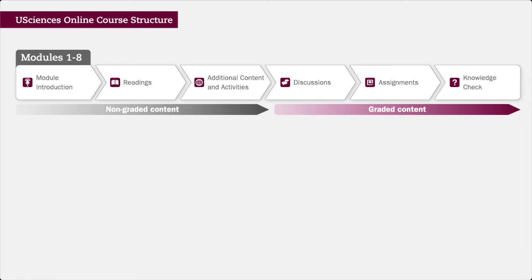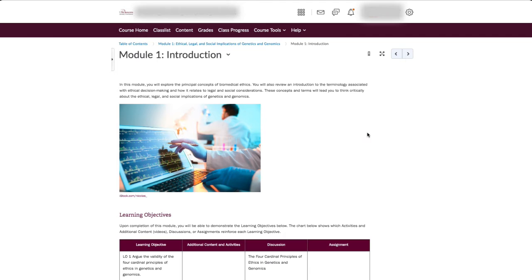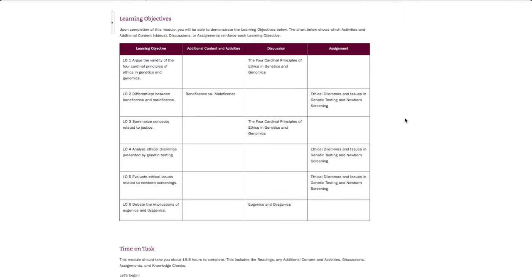Let's look at each of these module sections in more depth, starting with the Module Introduction page. Let's take a look at Module 1 as an example. On the Module Introduction page, you will find a summary of what will be covered in the module. After the module summary in the Learning Objectives section, you'll find a table of the learning objectives you will master in the module. The table shows you which additional content and activity, discussion, or assignment relates to each learning objective. Please note, the readings will cover every learning objective for each module.